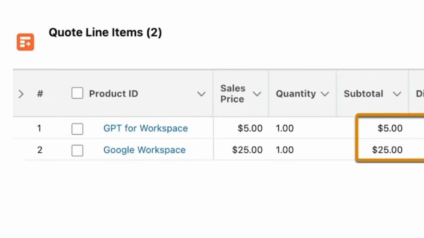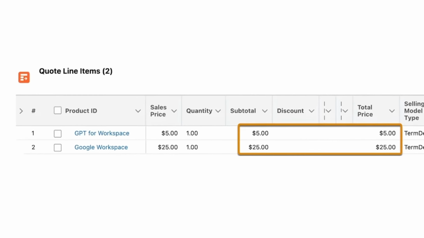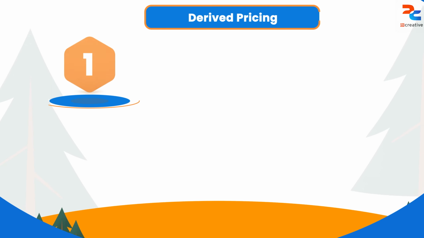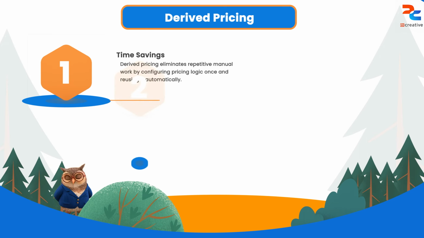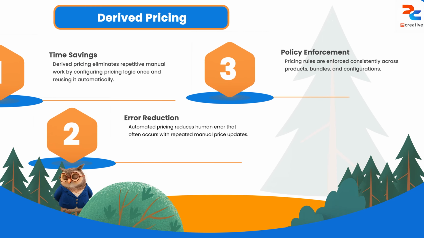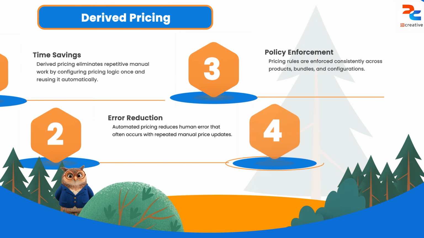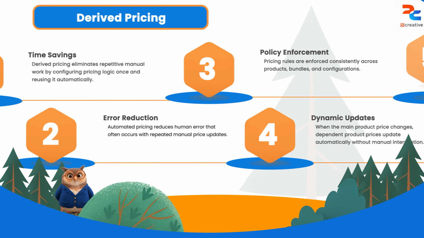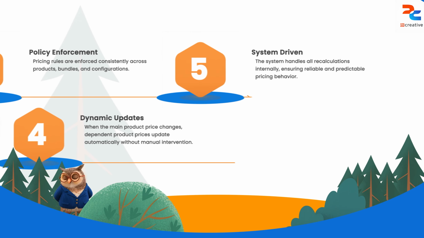So now we are going to see why this derived pricing matters, how it helps the business. The first thing is this is going to save our time, reduce errors, and also enforce the pricing policy across quotes and renewals. Okay. So you can see here we don't have to do the manual work all the time. This can be set one single time, and if the price of the main product, the Google Workspace, changes, the GPT for Workspace will automatically change. So we don't have to do it manually.